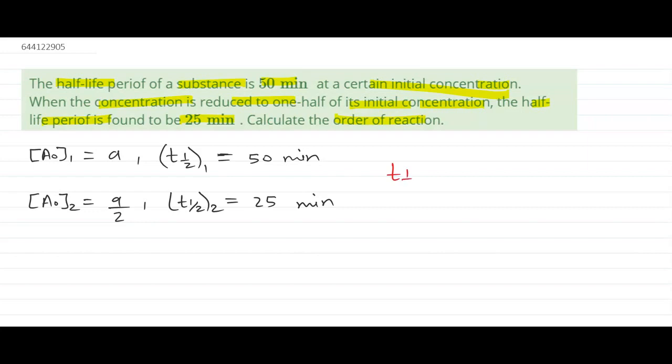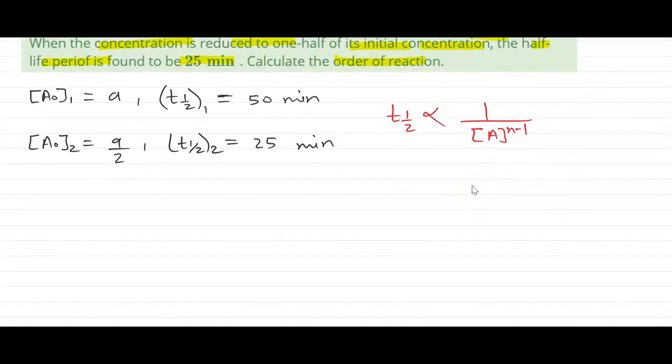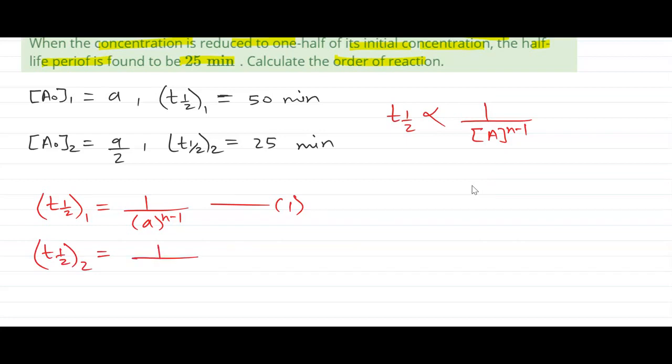Okay. Now, what relation are we going to use to find out the order of the reaction? Since we know that T half is inversely proportional to concentration raised to power n minus 1. Now, if we write for T half 1, the relation is going to be 1 by concentration, A raised to power n minus 1. Let's say this is your equation number 1. Now, if we write the expression for T half 2, that is going to be 1 by A by 2 raised to power n minus 1. This is your equation number 2.